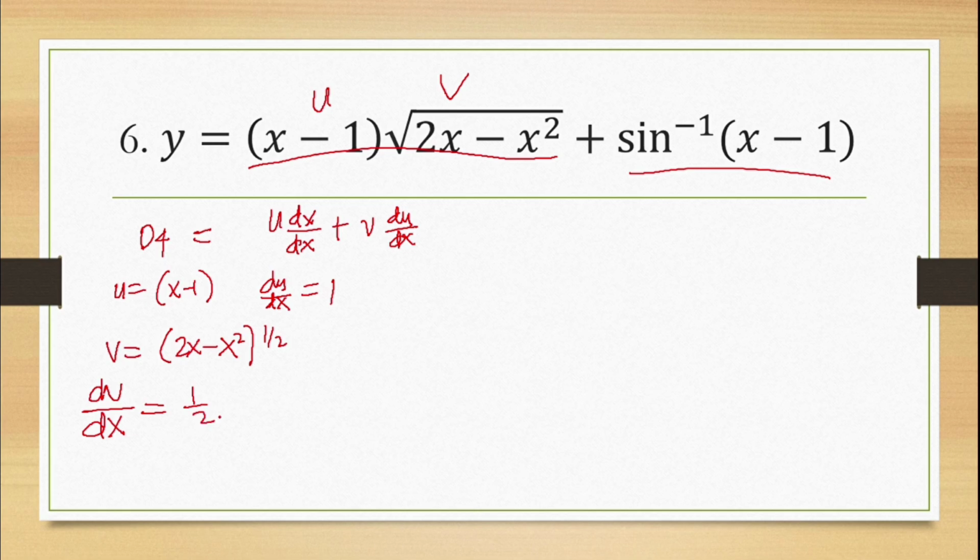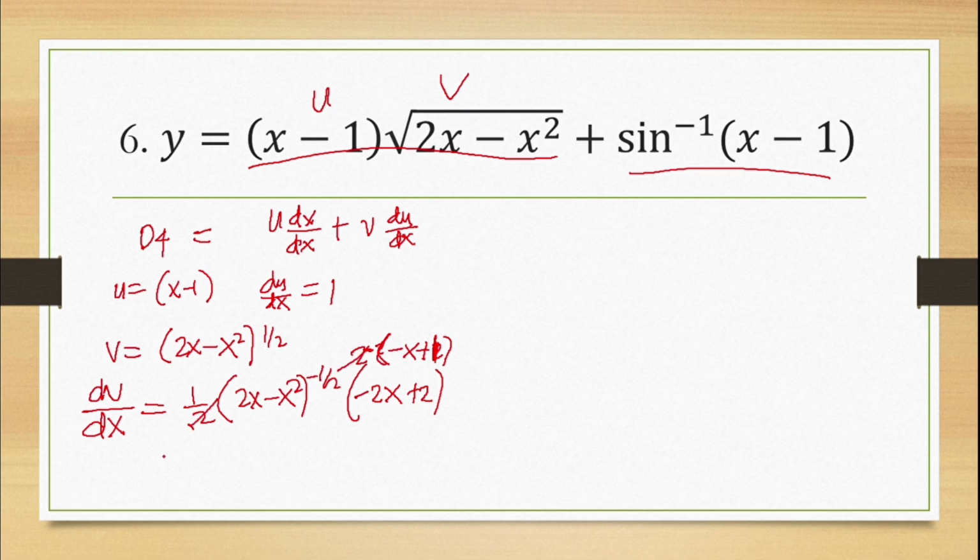We have here 1 half times (2x minus x squared) raised to negative 1 half, times the derivative of the inside, so negative 2x plus 2. We could factor this part as negative 2 times (x minus 1)... the 2 cancels, so we have negative x plus 1 over the square root of 2x minus x squared.